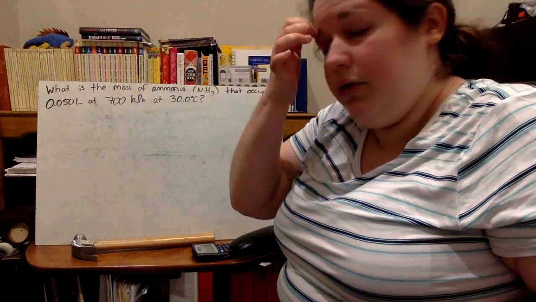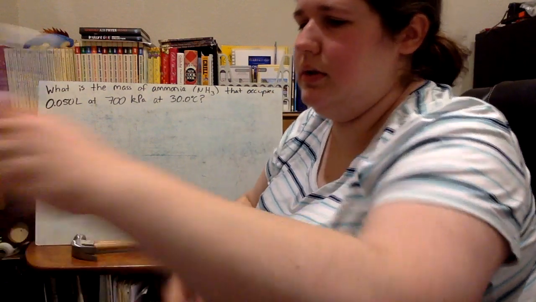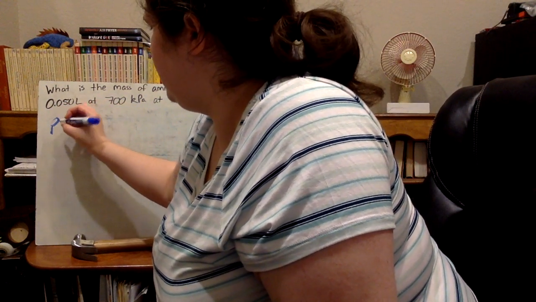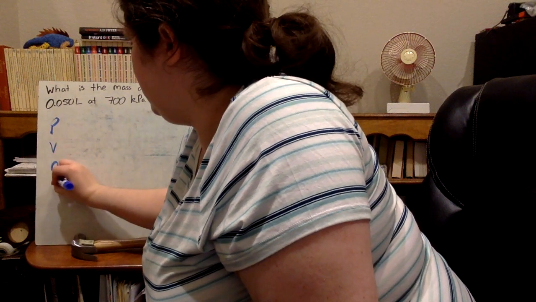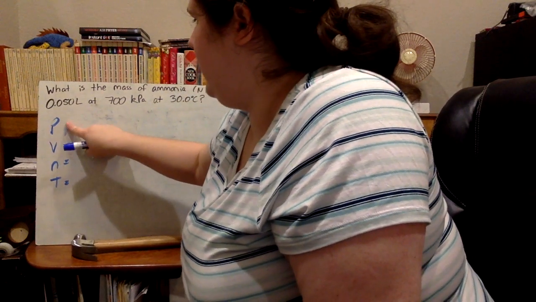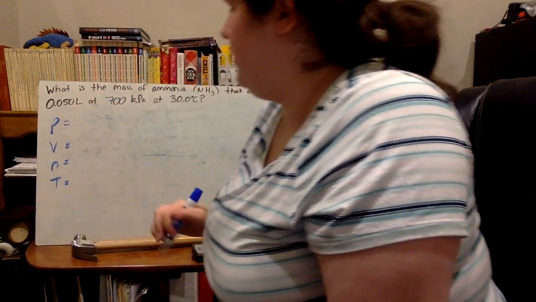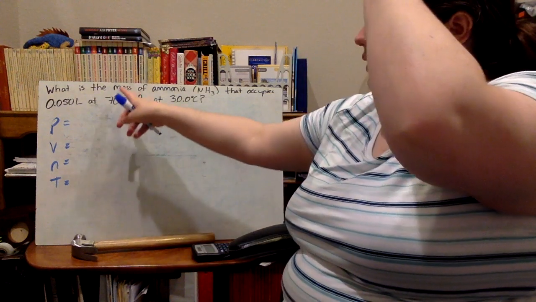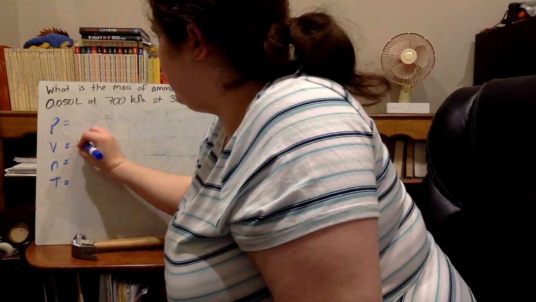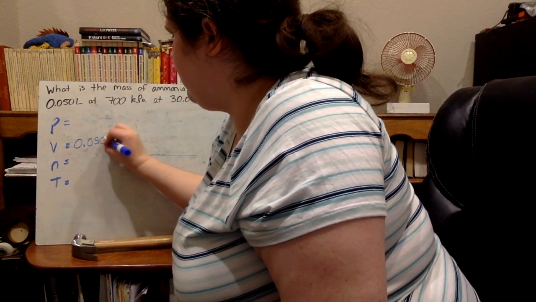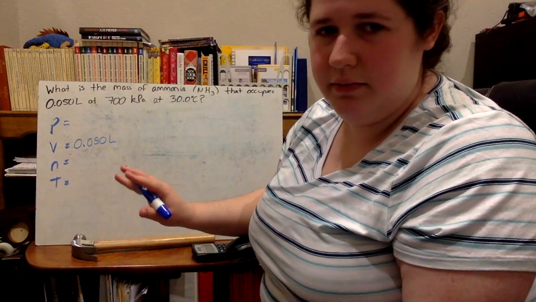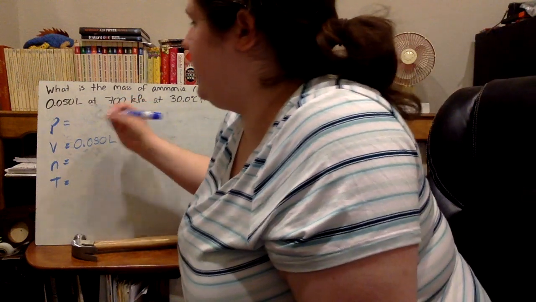Okay, so there are a few things that we need to fix about this problem. We still need to write down our variables P, V, n, and T. Now, let's just write down what we know. I know that it occupies 0.050 liters. Liters is already in my correct units. That's fine. 700 kilopascals is pressure.